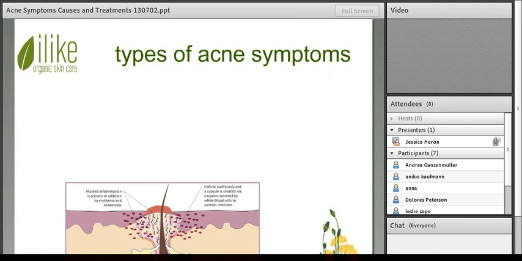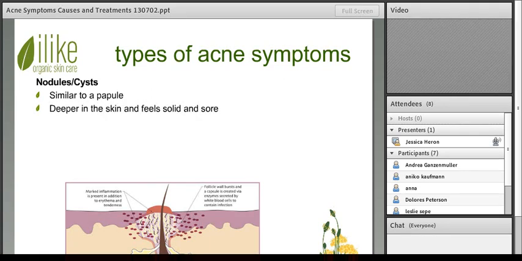All right, let's talk about nodules and cysts. We love those. Those cause a lot of pain and a lot of damage. At this point, when you start to see nodules and cysts, this is a very serious stage. A lot of times when we see these types of lesions on the skin, it's not a bad idea to start to refer these types of clients to dermatologists and physicians.